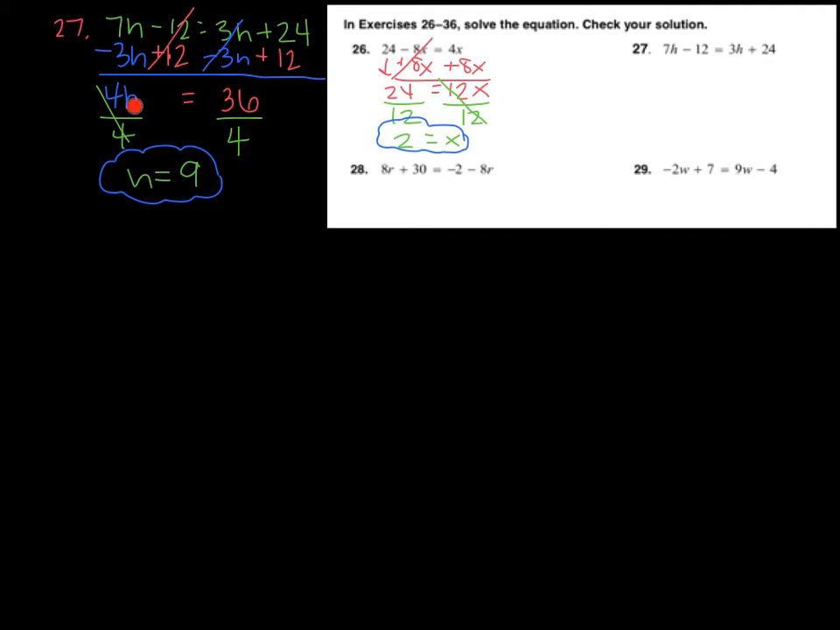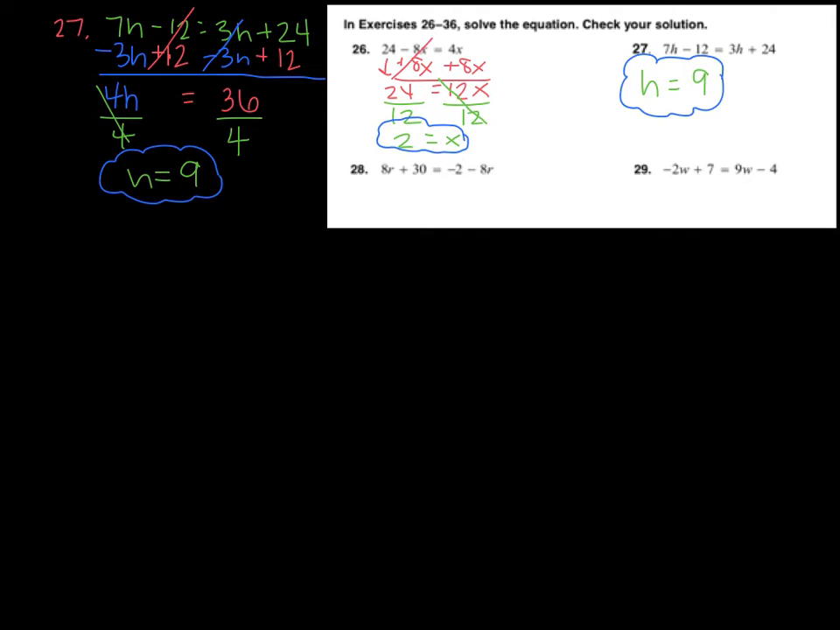To get h by itself, I have to do the opposite, and the opposite of multiplying was to divide. 4 divided by 4 leaves me with 1h, and 36 divided by 4 is 9. So the answer to number 27, h, would be equal to 9 in this case. Okay? Alright, so let's look at number 28.